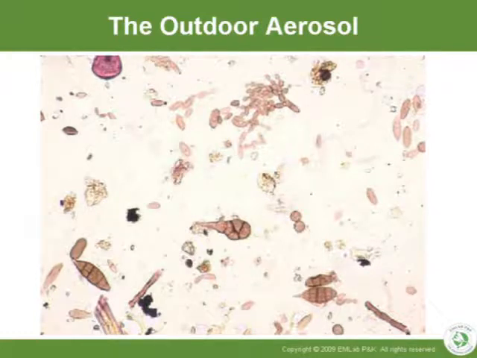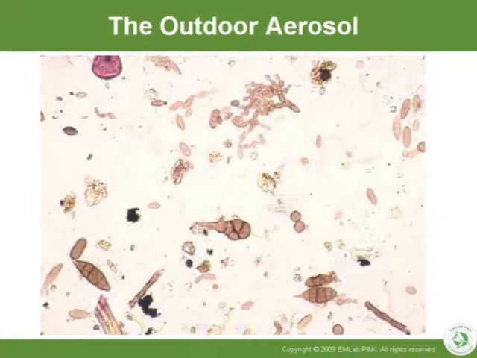This is a sunny day aerosol, and you can see many, many spores in this slide, most of them brown. This is a melanin pigment that's designed to protect the spores from ultraviolet light. You can see that there are many, many different kinds of spores on this slide, and lots of little ones that probably are mostly cladosporium. That's our most common spore type in the outdoor air.